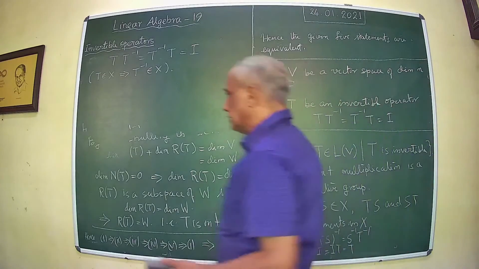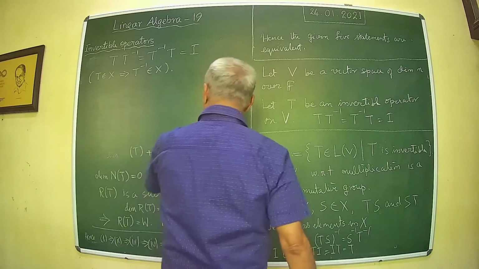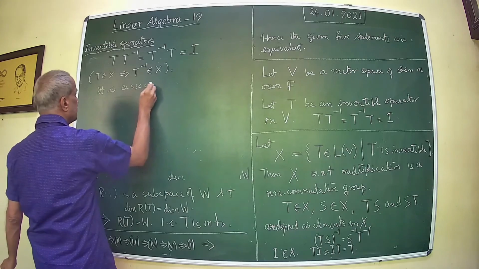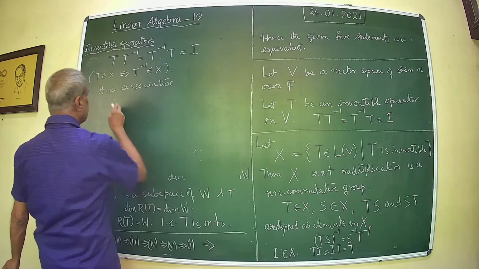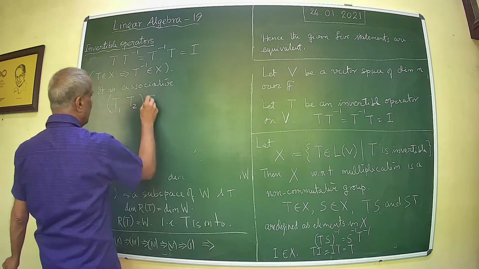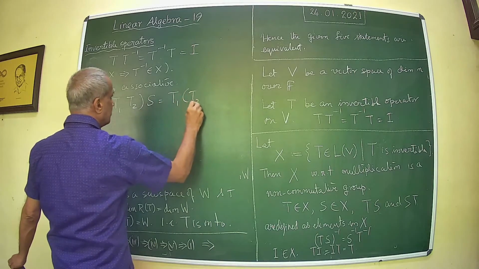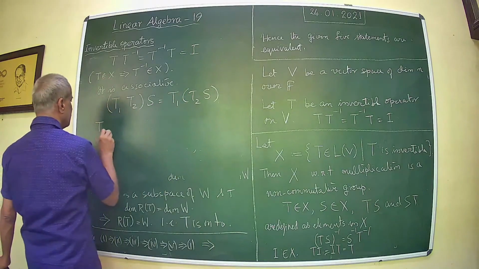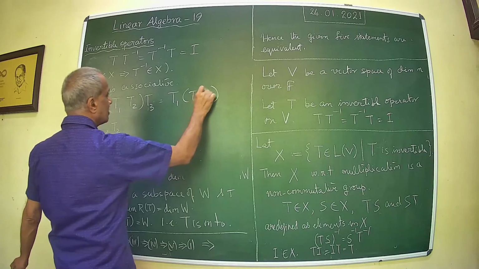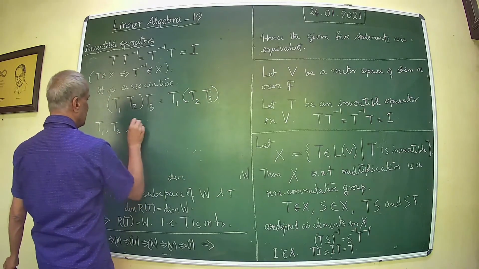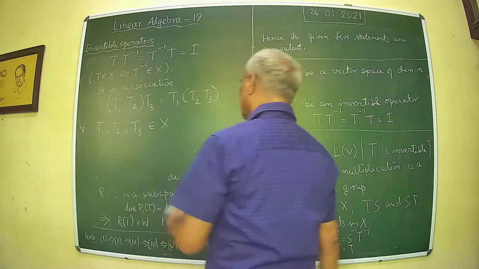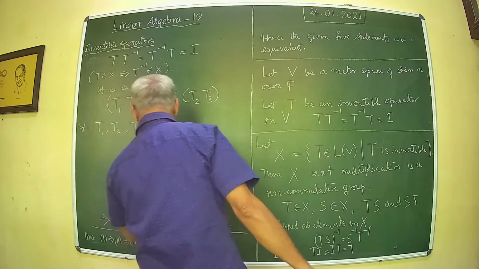And also you can show that this is in general non-commutative. It is associative, in the sense that for T1, T2, T3 I can write T1 T2 T3 either way. This is simple to do. Therefore, it's a multiplication group.